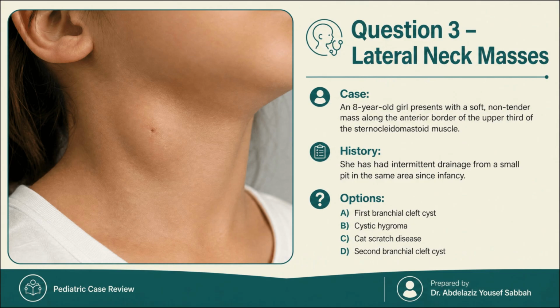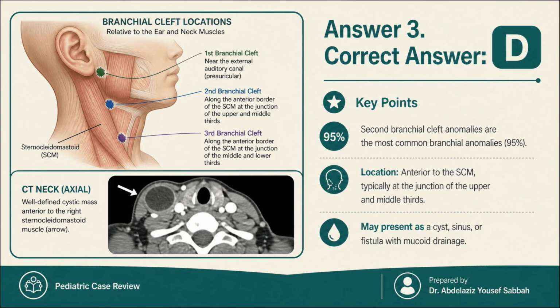Option A. First branchial cleft cyst. Option B. Cystic hygroma. Option C. Cat scratch disease. Option D. Second branchial cleft cyst. The correct answer is option D, second branchial cleft cyst.